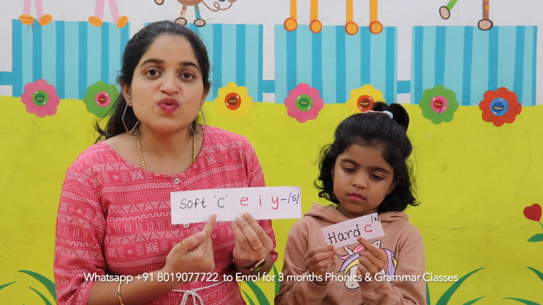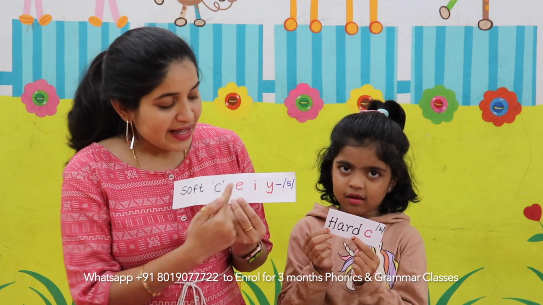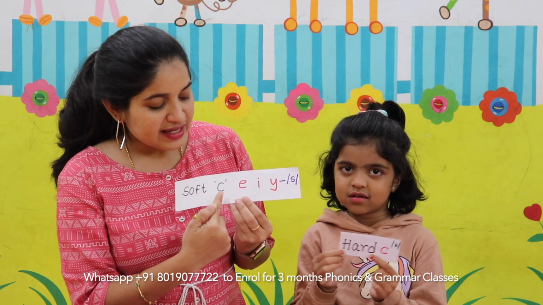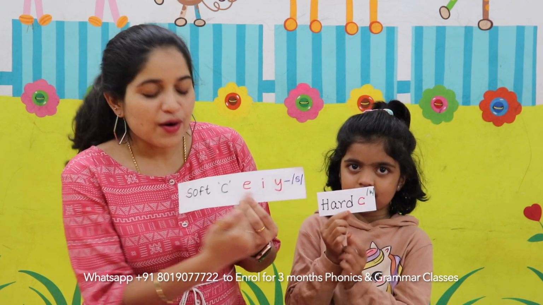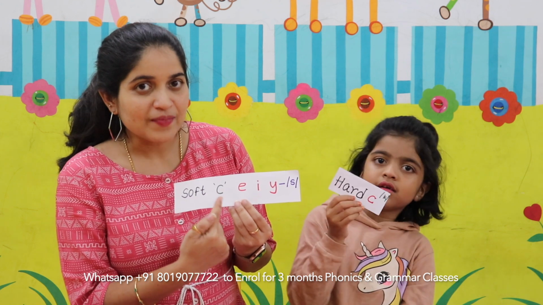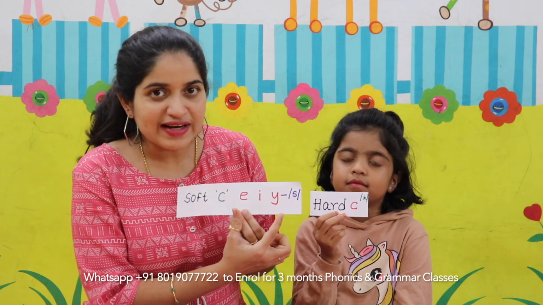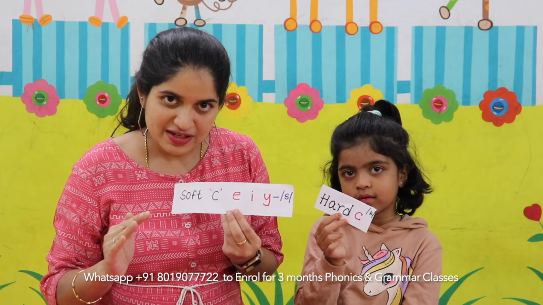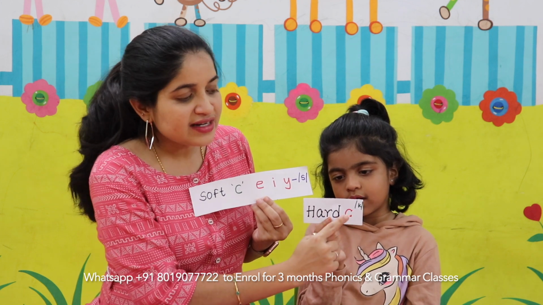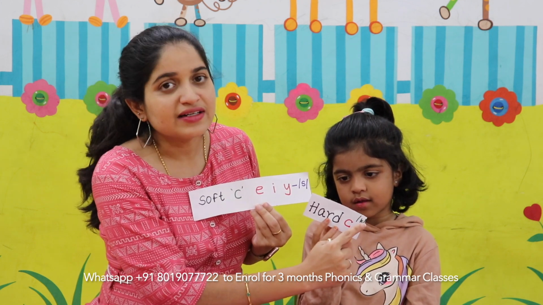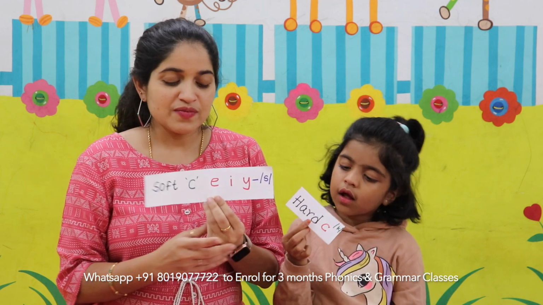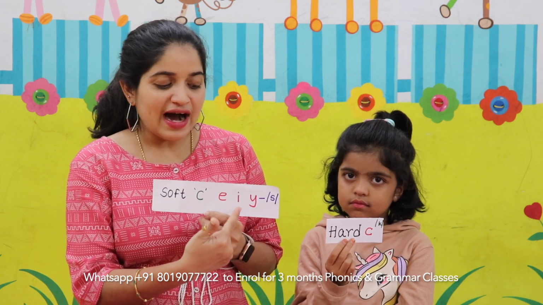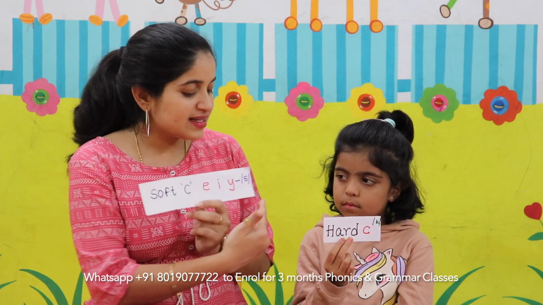When C is followed by the vowels E, I and Y, C has S sound, soft C. Apart from these three letters, when C is followed by any other alphabet, it has the hard C sound K. Once again, let me repeat. Soft C. When C is followed by the letters E, I and Y, C has S sound.